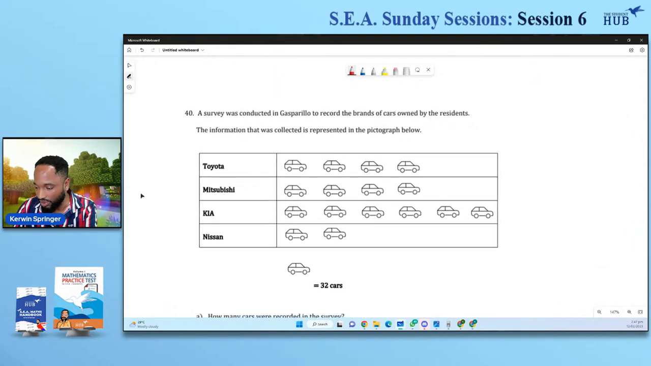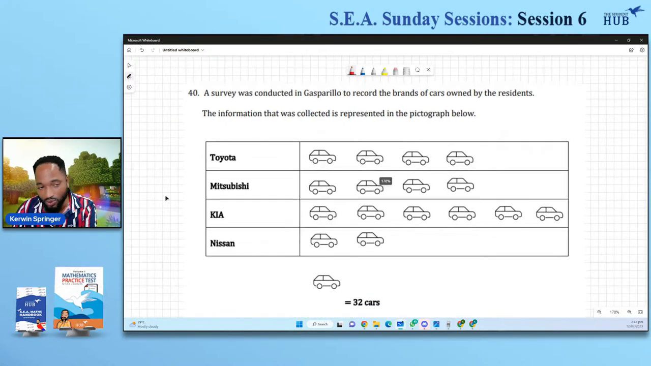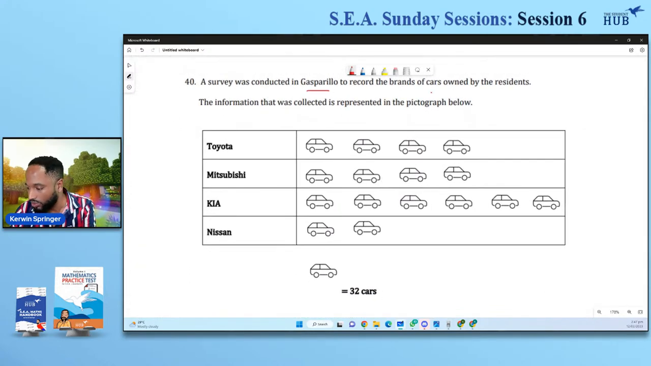A survey was conducted in Gasparillo to record the brands of cars owned by the residents. The information that was collected is represented in the pictograph below. Oh my gosh. First time I see a key where the key is such a big number. Normally the key is smaller, or even if it's a big number, it'd be like 100 or 200. It's a weird number.